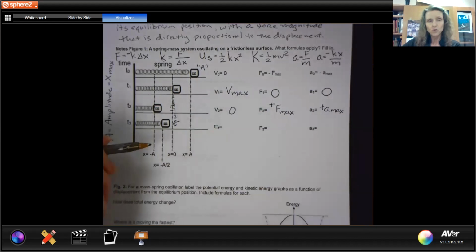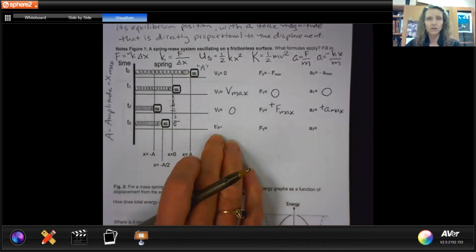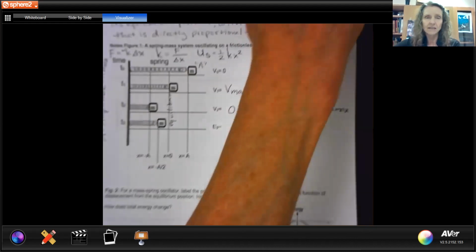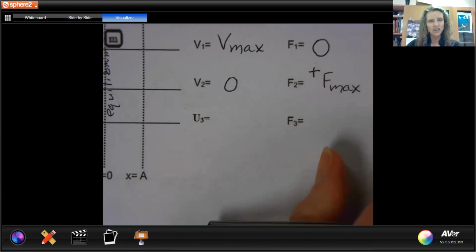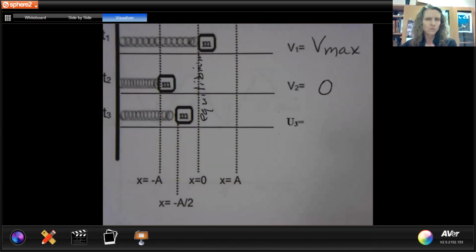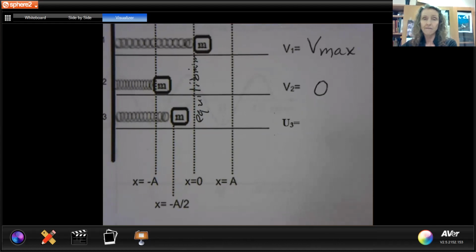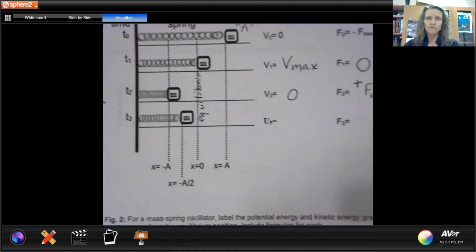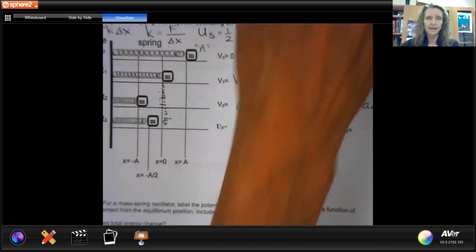Now it zooms back towards the middle, and here I've changed our pattern a little bit. Here I want you to look with me at, that's not a V, that's potential energy. Because my question for you is, when it's halfway back, does it have half of its potential energy? So let's think about that a minute. Before we do, maybe we should fill out the other parts. What's the force like there?